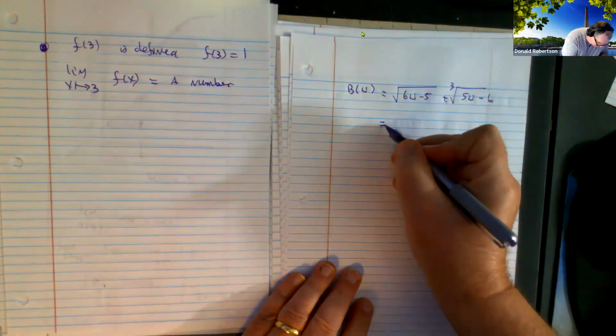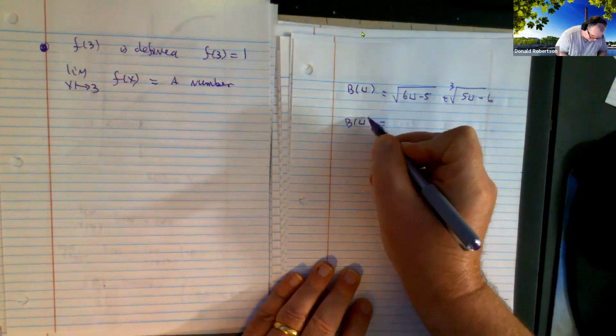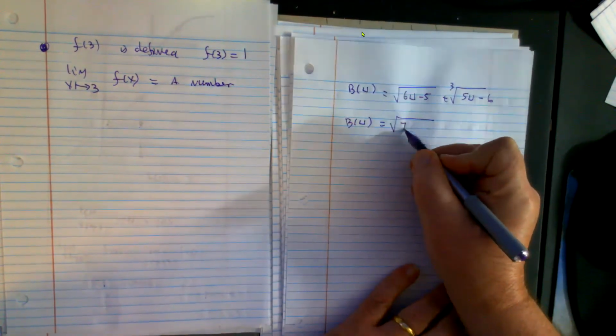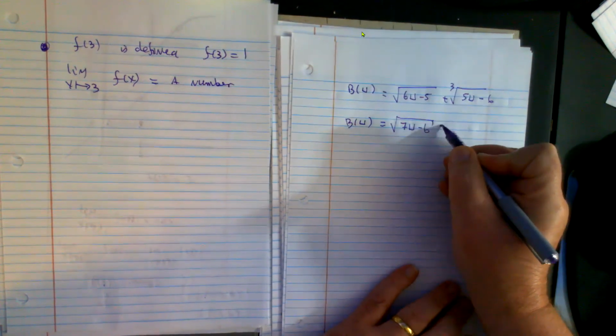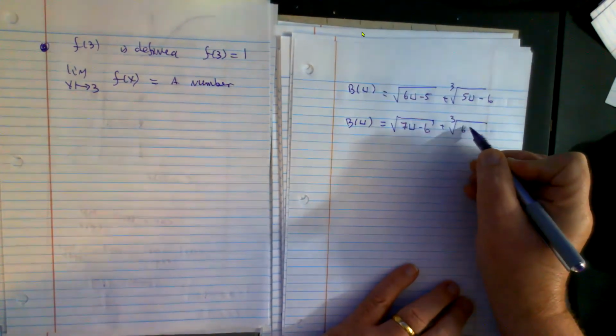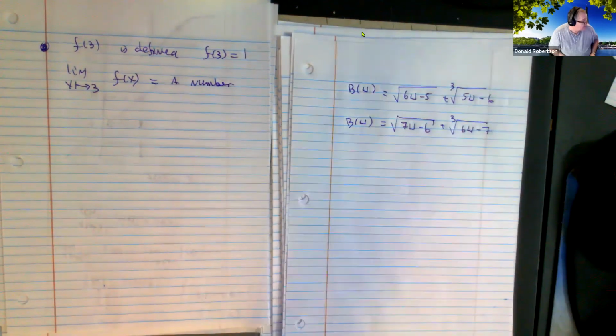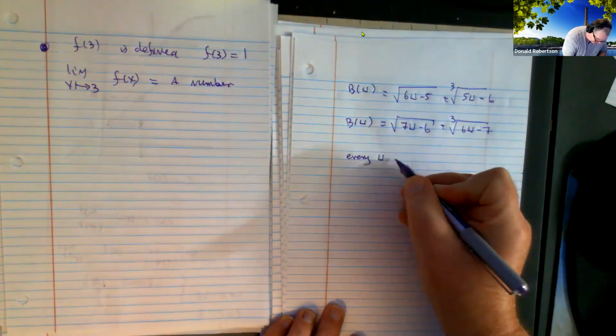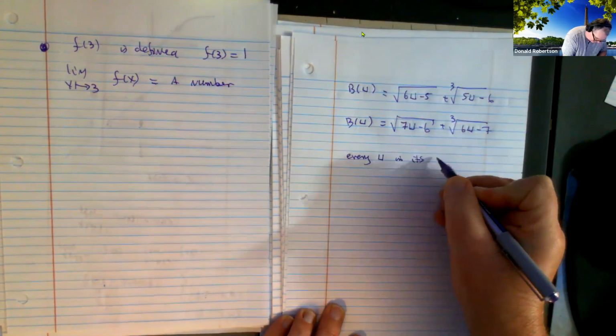If you've got the numbers that you have handy, I'll use them. That might make it a little bit cleaner for you. Mine is 7u minus 6 for the square root, and then the cube root is going to be 6u minus 7. Now, we're being asked here, using various theorems, using things you know, why this function is continuous at every number in its domain. When they say every number, in this case, it's every u in its domain.